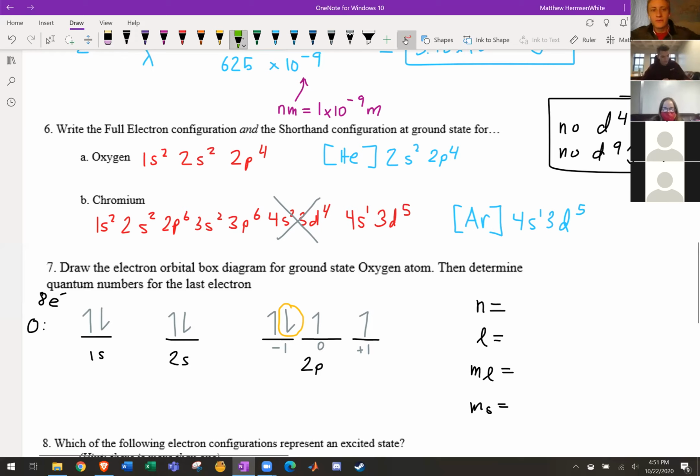So who remembers how we get the n quantum number? Whatever, like, if it's 2s, it'd be 2. Okay, yep, you got it, Ben. So it's this coefficient right here. This is 2, so n is 2 for the quantum number.